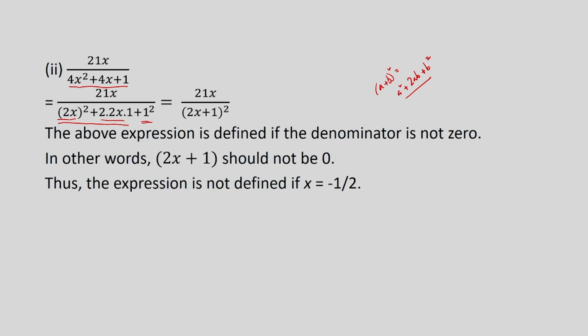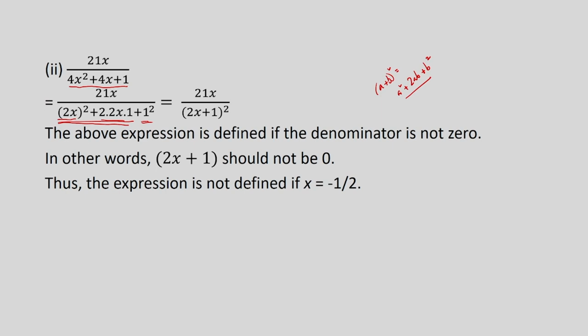right. A plus b whole square is equal to a square plus 2ab plus b square, and here 2x can be thought of as the first term, that is a, and 1 can be thought of as the second term, that is b, and therefore this denominator can be written as 2x plus 1 whole square.